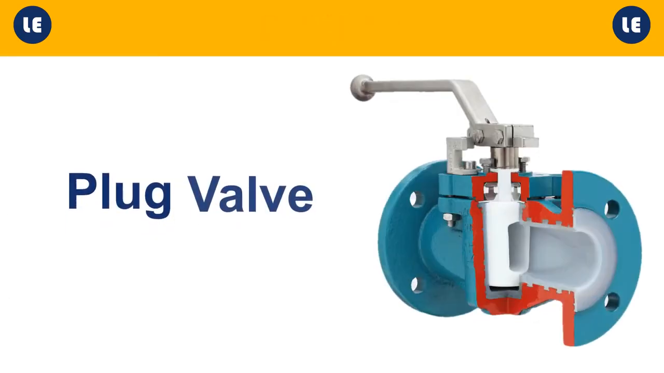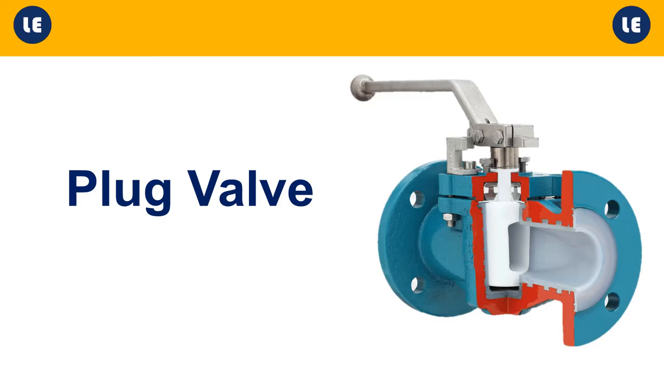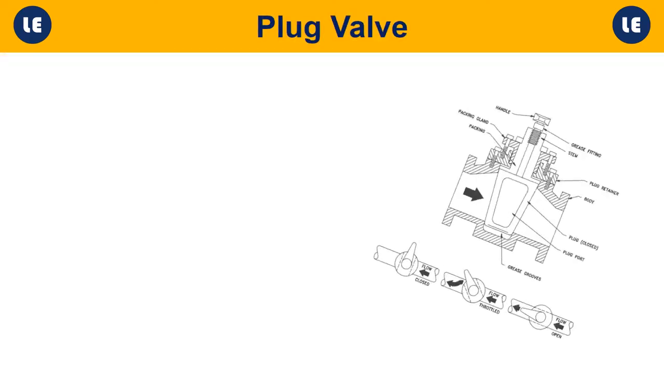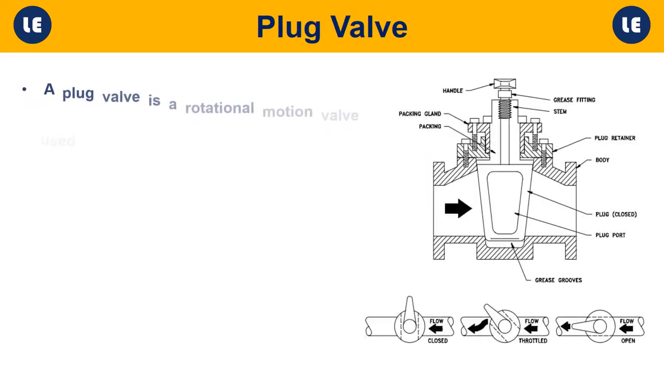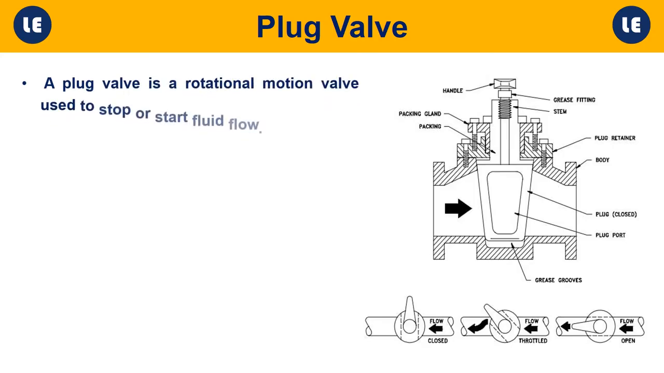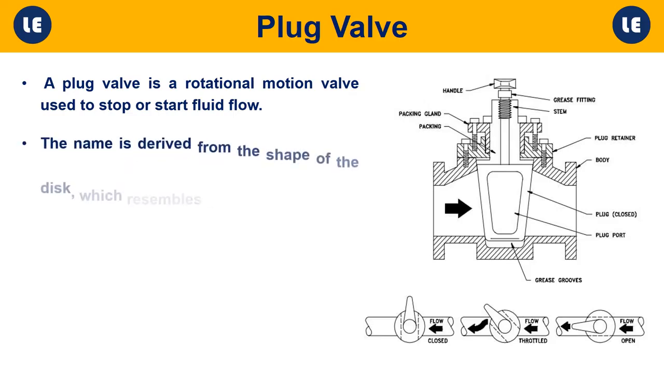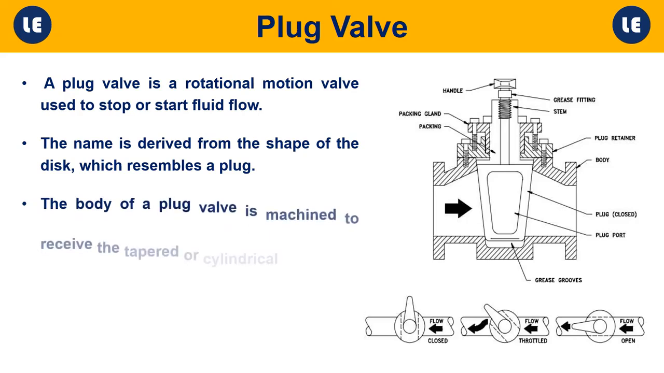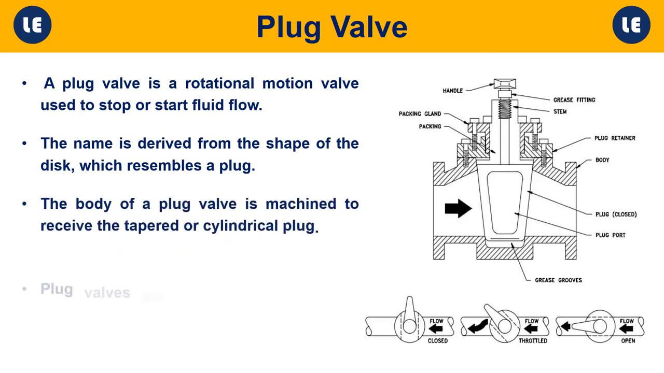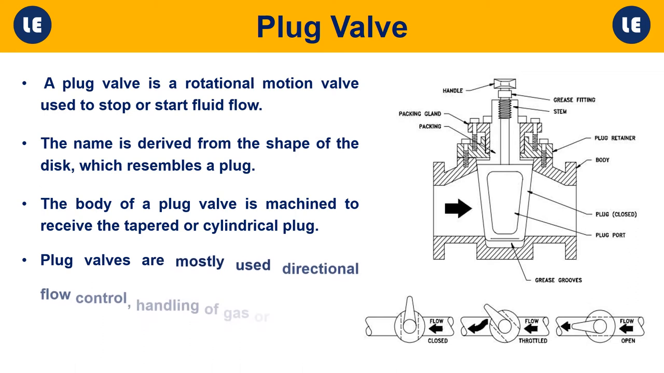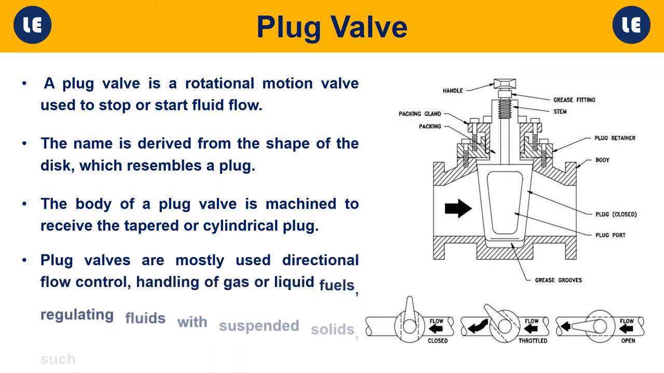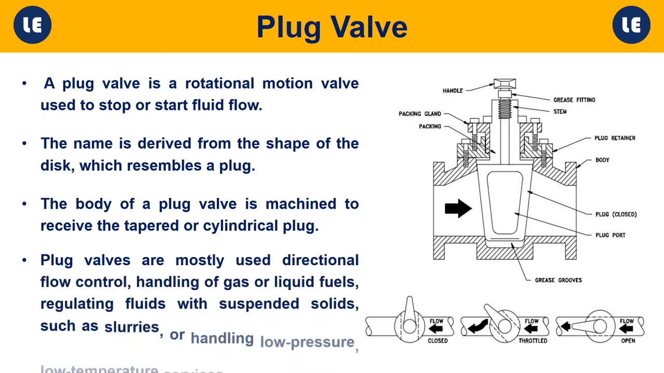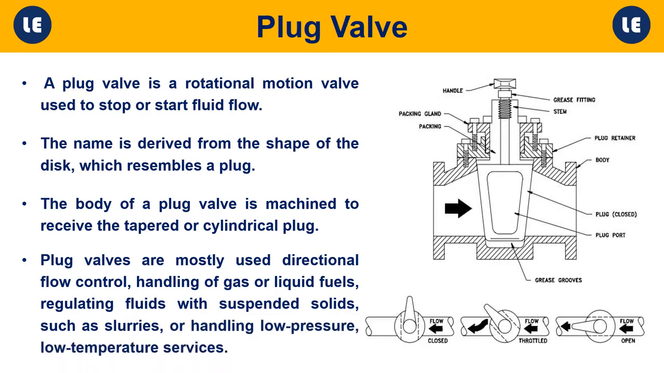Plug valve. A plug valve is a rotational motion valve used to stop or start fluid flow. The name is derived from the shape of the disc, which resembles a plug. The body of a plug valve is machined to receive the tapered or cylindrical plug. Plug valves are mostly used in directional flow control, handling of gas or liquid fuels, regulating fluids with suspended solids such as slurries, or handling low-pressure, low-temperature services.